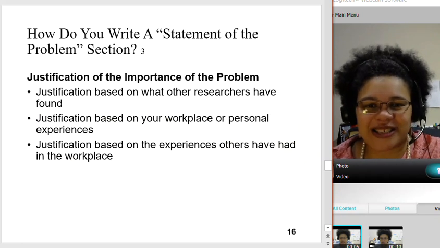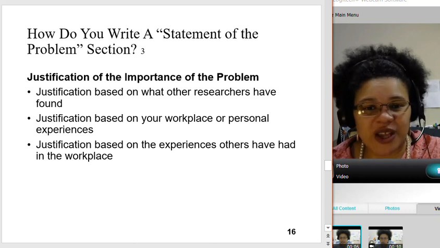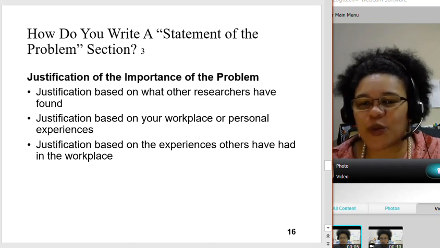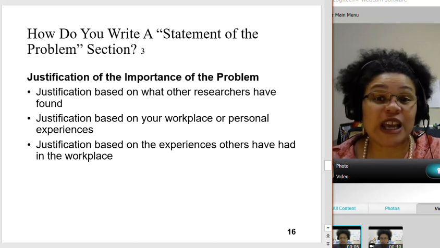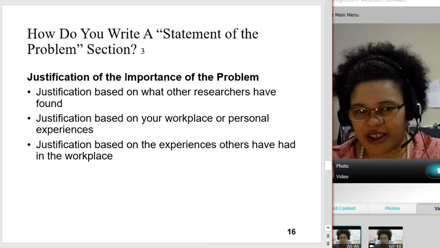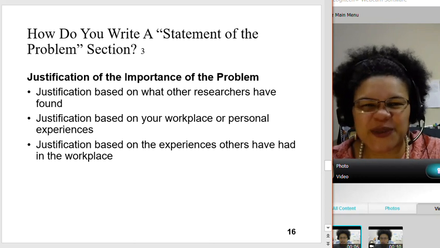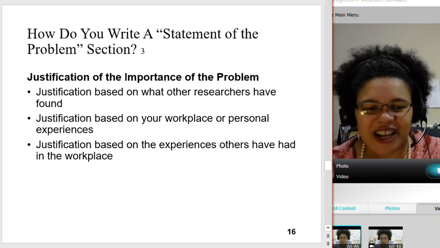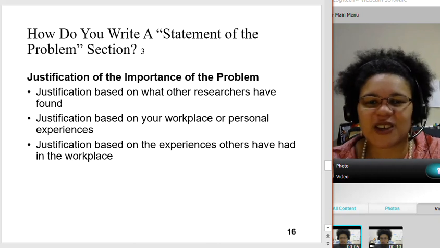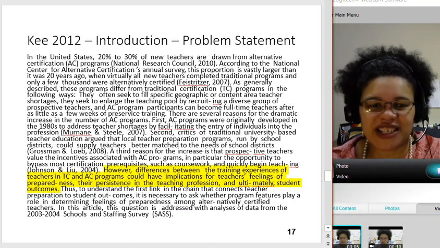Justification of the importance of the problem. Justification based on what other researchers have found, justification based on workplace or personal experience, justification based on the experiences others have had in the workplace. You can guess from what we've talked about so far that I'm probably going to be relying on what other researchers have found. So let's see what I say in my justification.